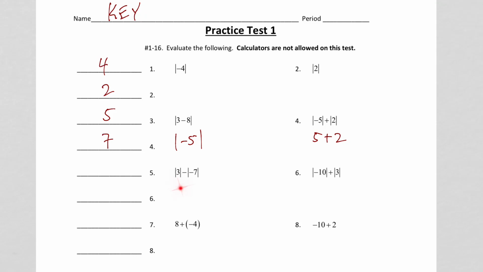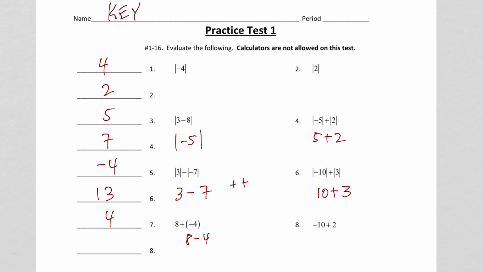The absolute value of 3 is 3. The absolute value of negative 7 is positive 7. This minus is here, and 3 minus 7 is negative 4. The absolute value of this is 10, plus the absolute value of 3 is 3. That adds up to 13. I'm going to eliminate these double signs. That becomes 8 minus 4, and we get 4.